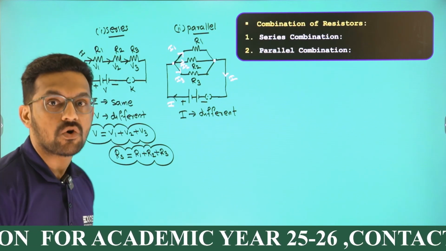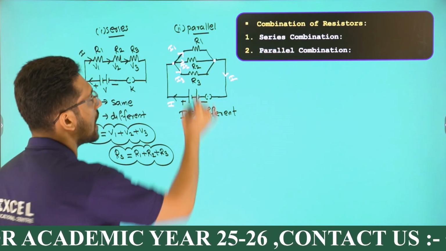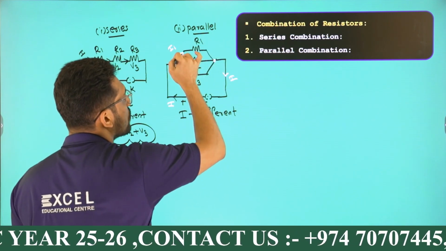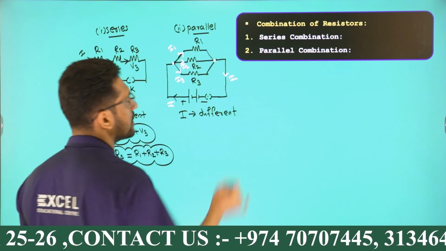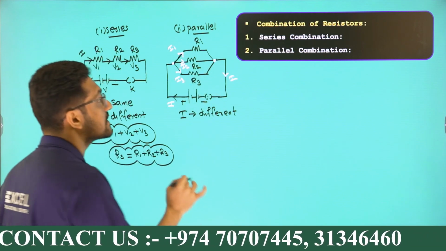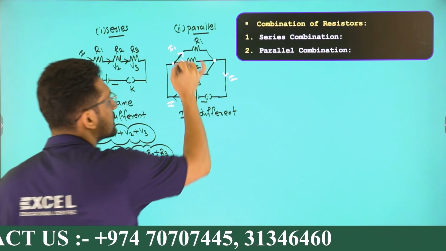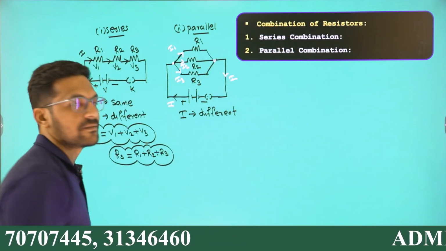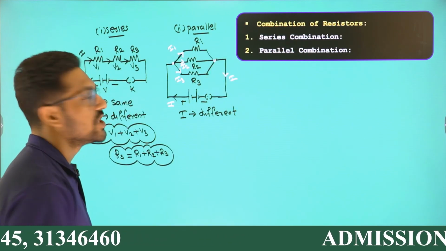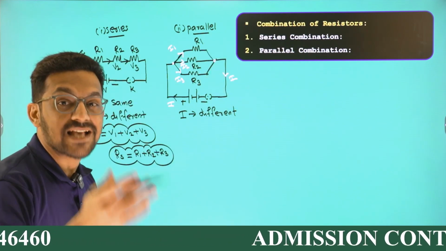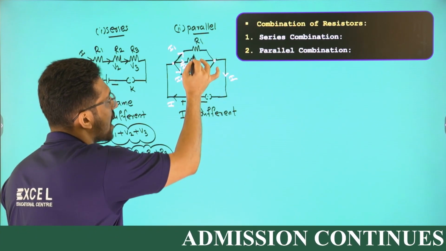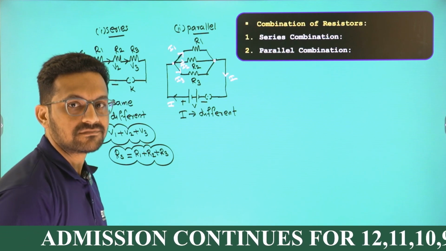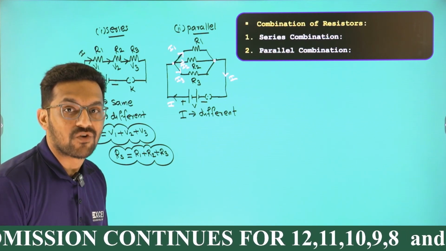Okay, what about voltage? Let's see the voltage across R1. If you want to find the voltage across R1, you can measure the voltage across this point and this point. But R2 is connected to the exact same points there. R3 is also connected to those points. If you are measuring the voltage, you will get the same voltage. Same voltage across R1, R2 and R3. That will be the applied voltage V.